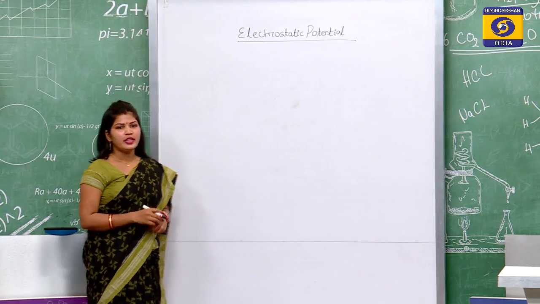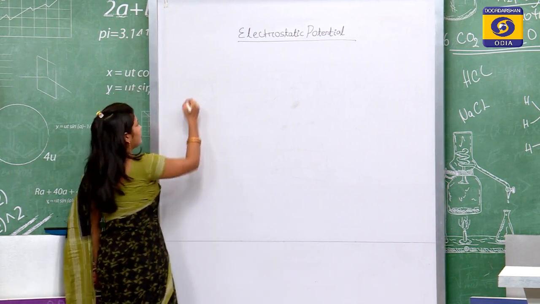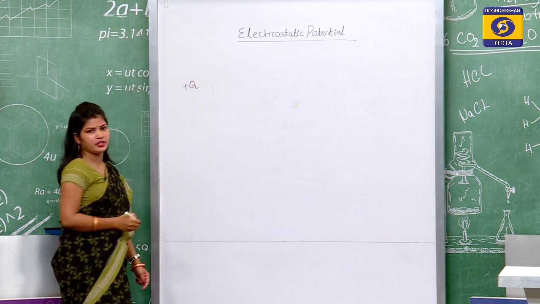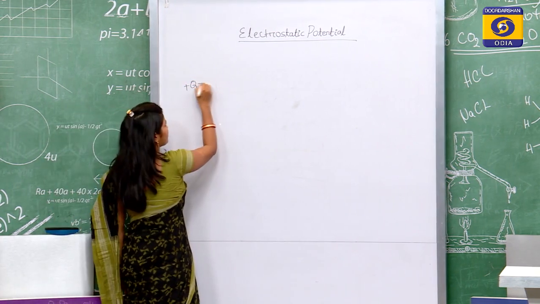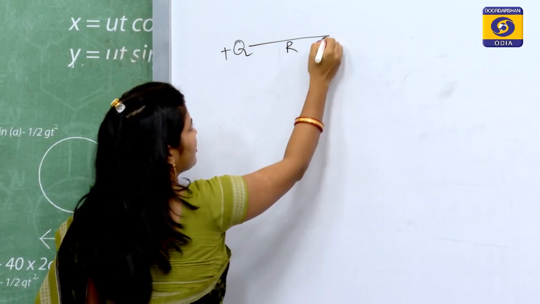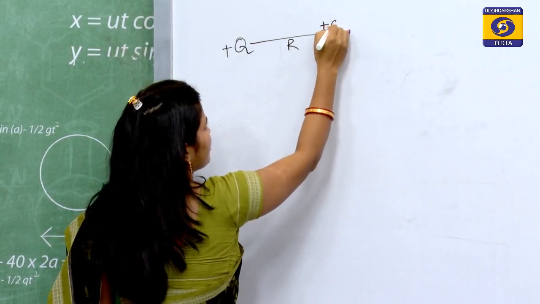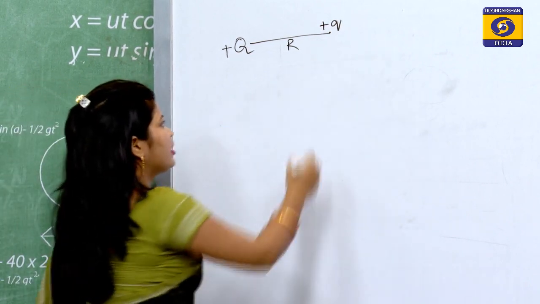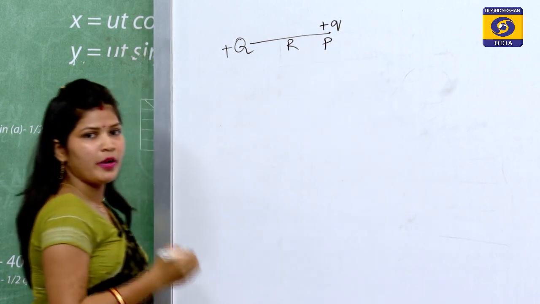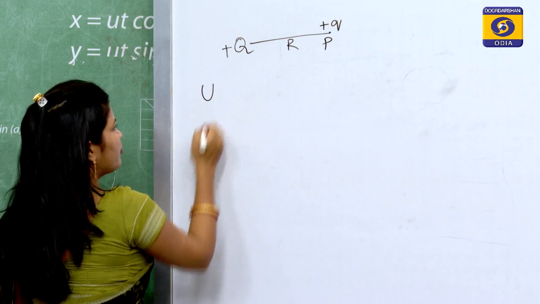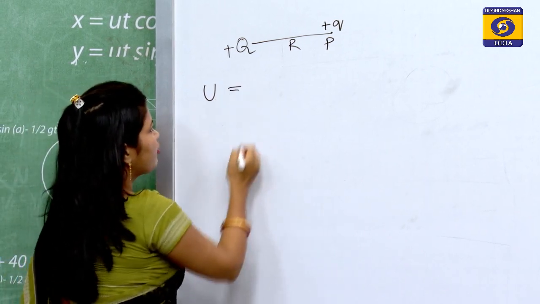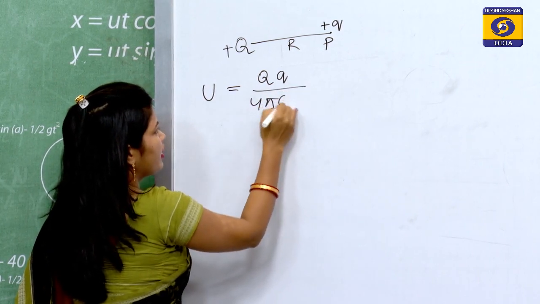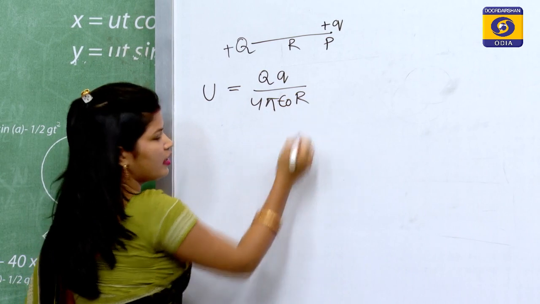Now, I turn to electric potential. For that, I start off here. Suppose I have a plus Q charge and at a distance r apart, I place a plus small q, that is a test charge plus q at the point P. Then by definition, electric potential energy U is equal to capital Q small q upon 4 pi epsilon naught r.